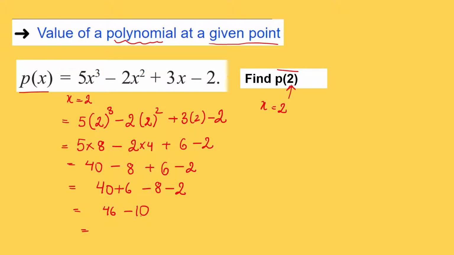46 positive, 10 negative, hence subtraction will take place and the result is 36. So the value of this polynomial at 2 is 36. So that is how we can calculate the value of any polynomial at any given point.